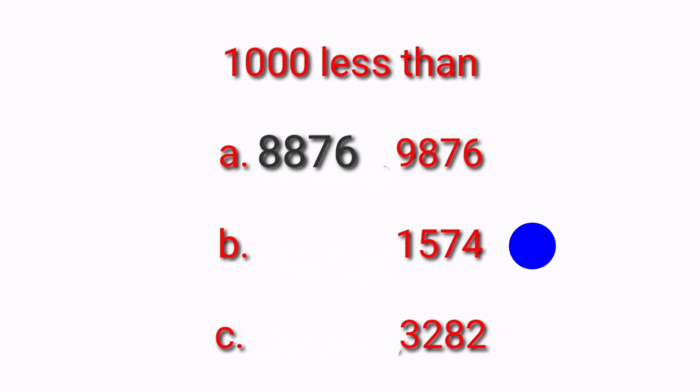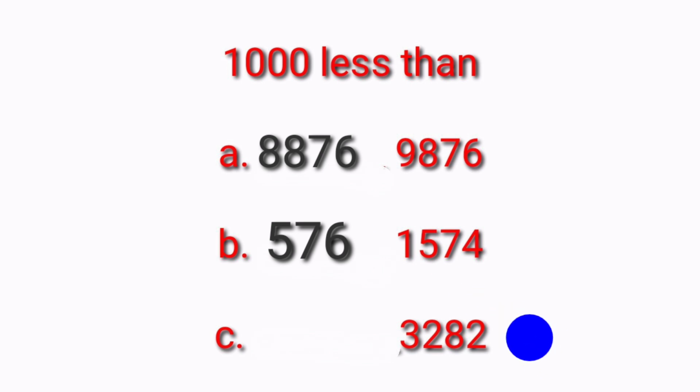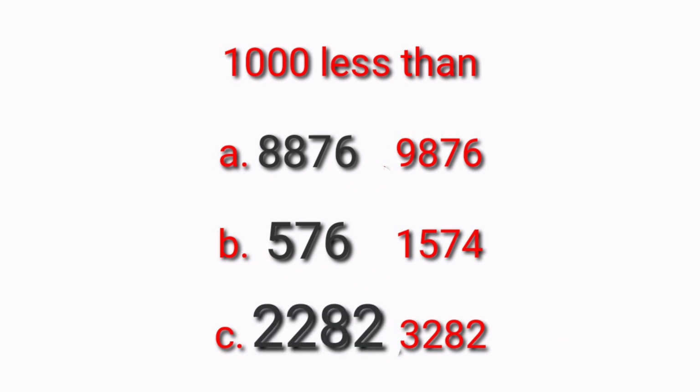Okay, look at the next number 1574. Here just we have to subtract 1000 from this number. 1574 minus 1000 equal to 574. Okay, you should observe this third example. Here 3282 minus 1000 equal to 2282.